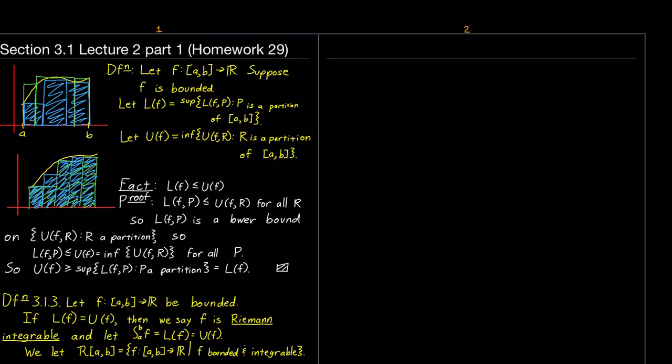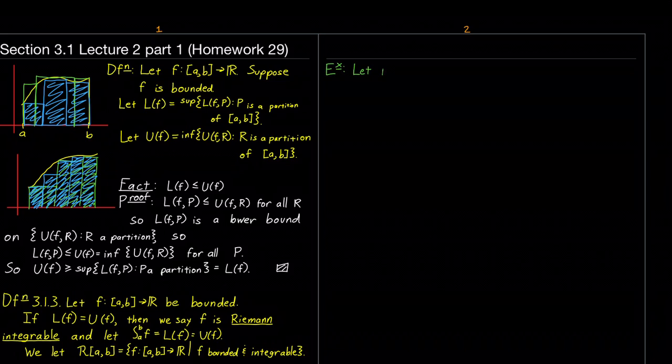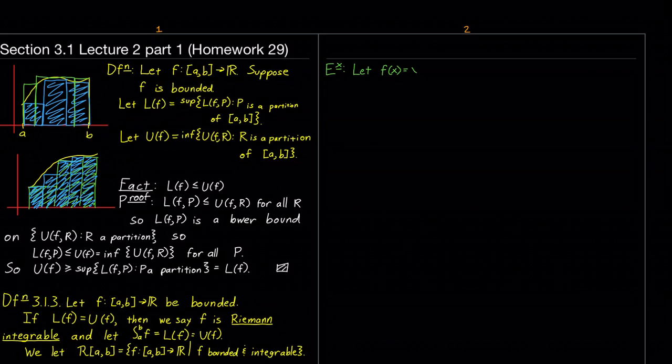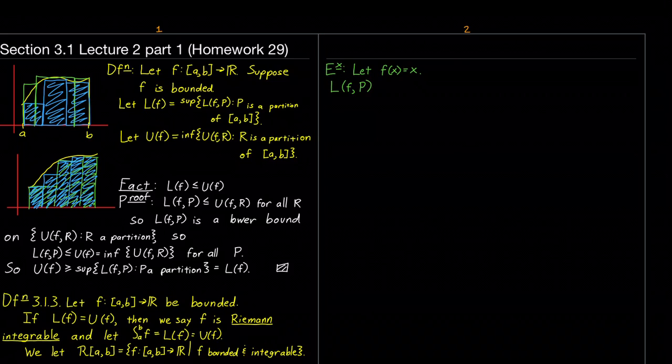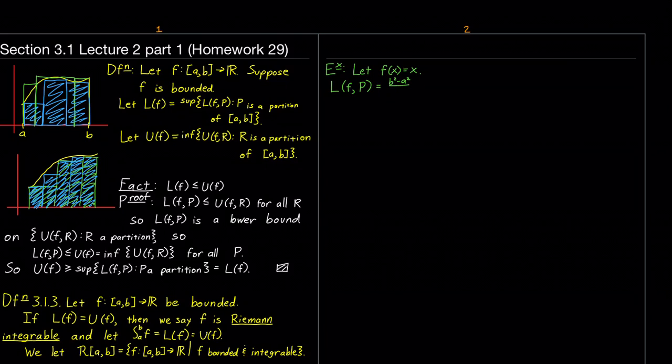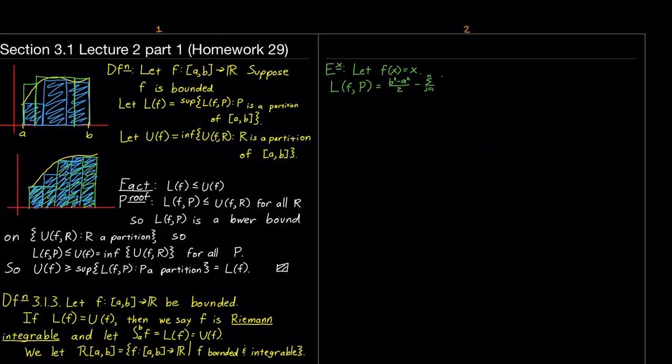Another example that we talked about is let f of x be the identity function. And then we saw it was painful. We showed that the lower sum of f over a partition was b squared minus a squared over 2 minus the sum from j equals 1 to n of (x_j minus x_{j-1}) quantity squared over 2.